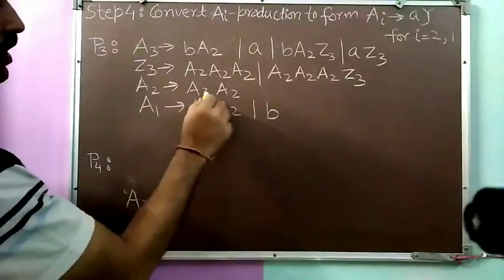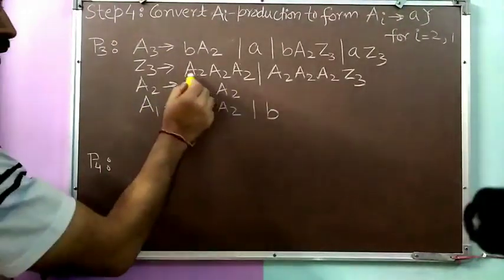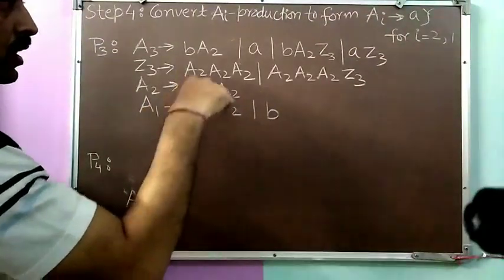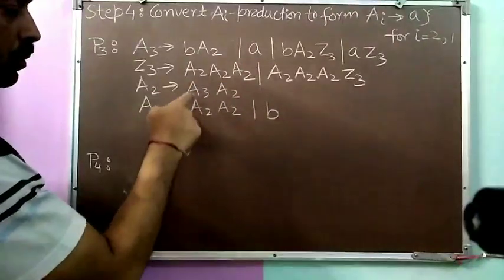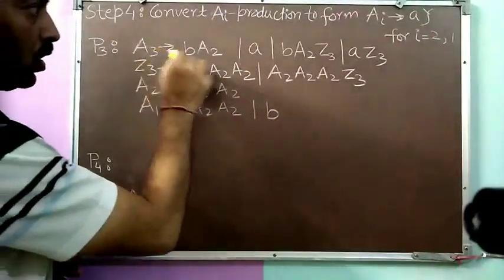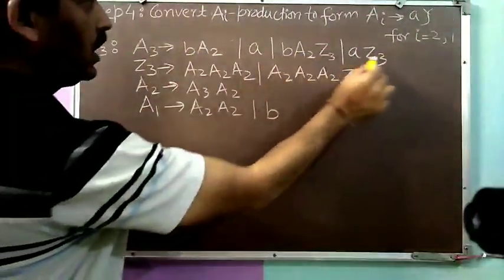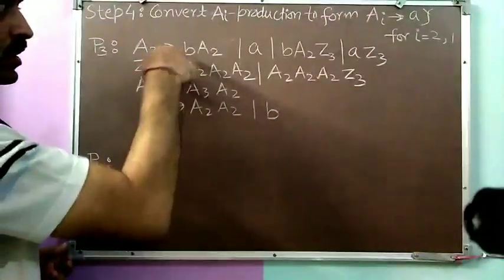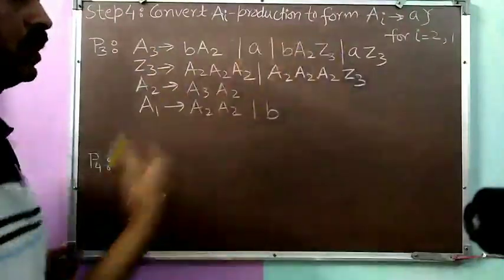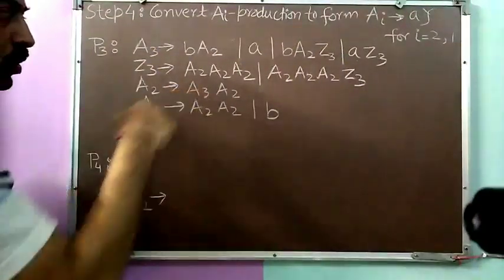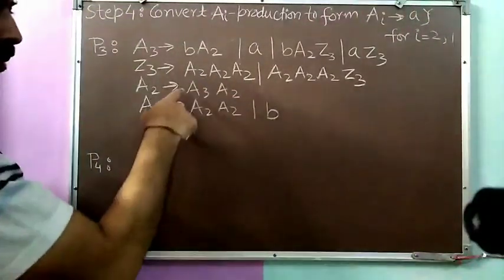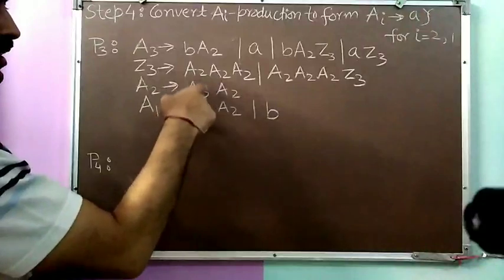So A2 production is here, A3, A2. Now we want to remove this A3, because we have to put a terminal in place of this variable. We will try to remove this variable. This variable is A3, all of whose productions are already in the required form, that is, starting with a terminal. So when we replace this A3 with the help of its productions, here also we will get the terminal symbol. So we will apply lemma 1 here and replace this A3.